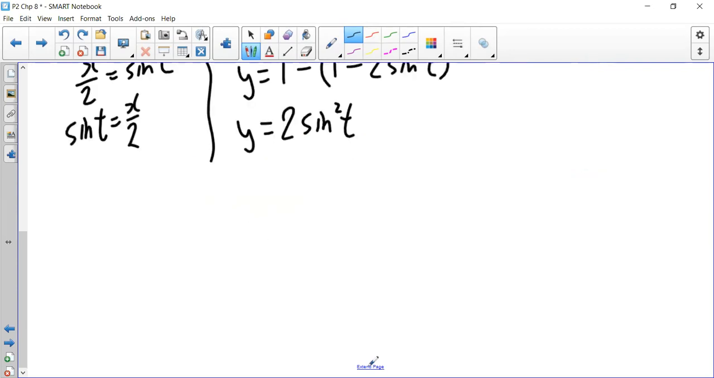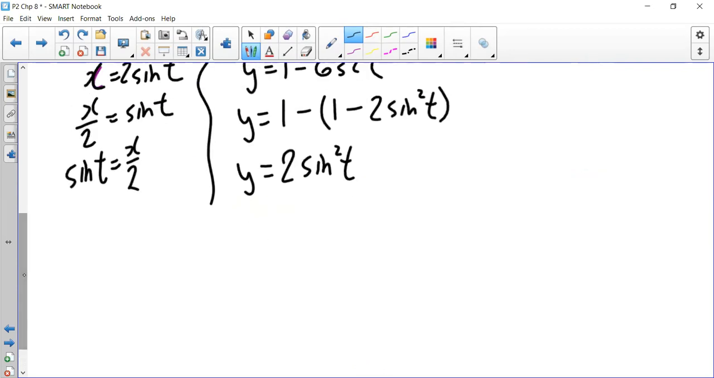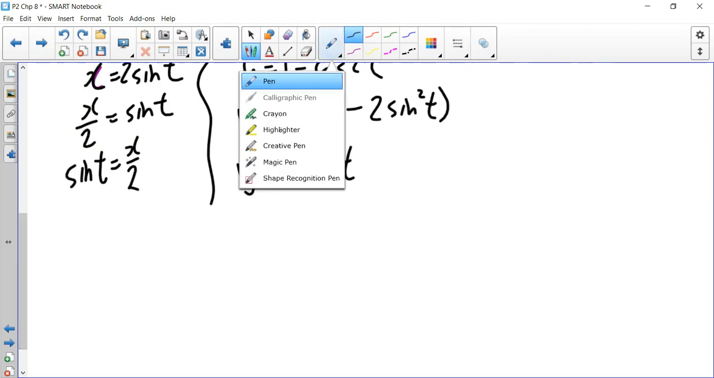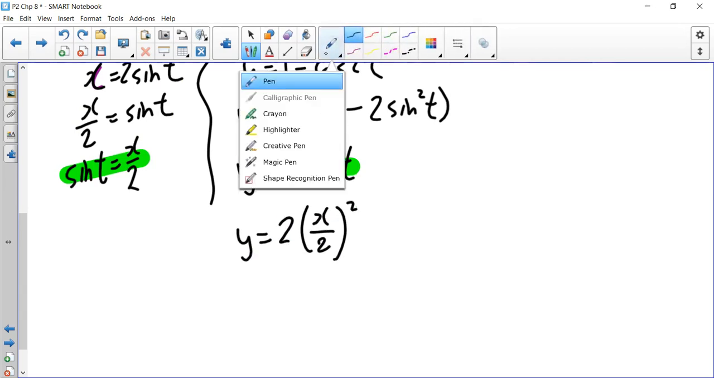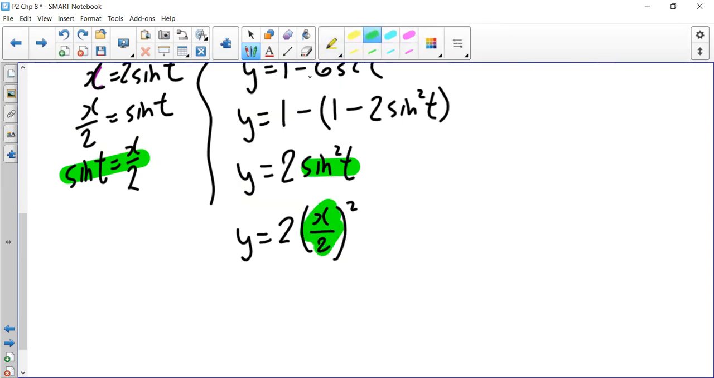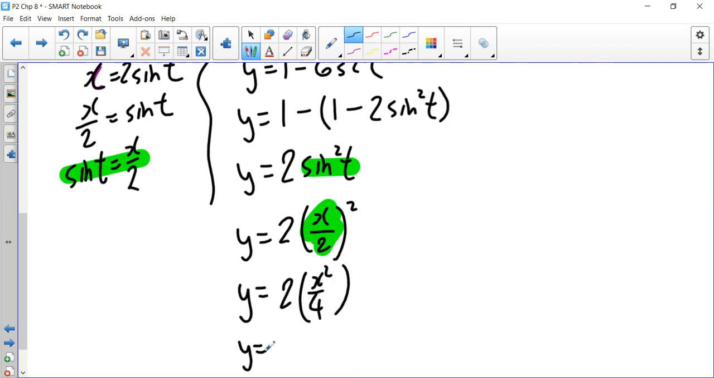Well, I don't need to use any identities in this one because I can see sine t being x over 2, that's my sine t. So I can now rewrite y equals 2 times x over 2 squared because that's my sine t. So y equals, expand bracket, x squared over 4. So y equals 2 times a quarter is a half, so x squared over 2. And that's the answer, right?